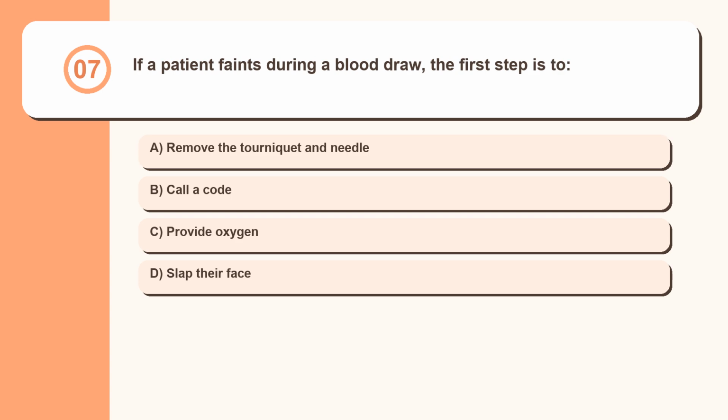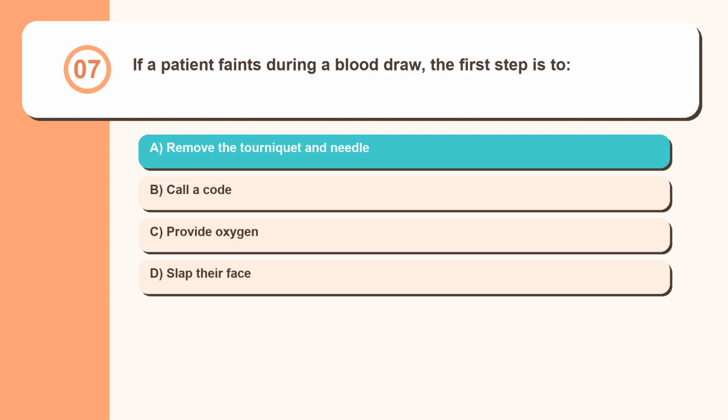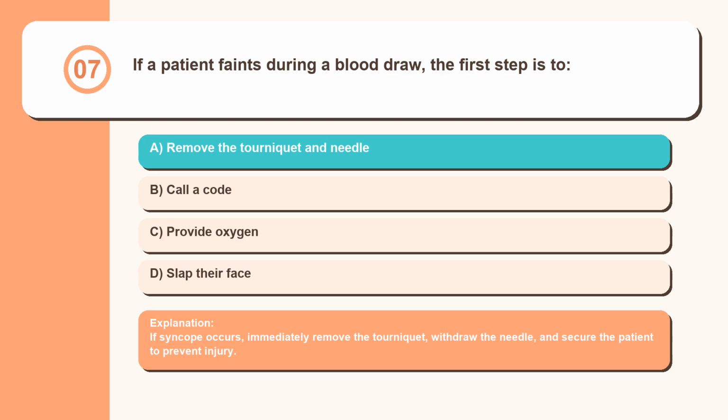Question 7. If a patient faints during a blood draw, the first step is to remove the tourniquet and needle, call a code, provide oxygen, slap their face. If syncope occurs, immediately remove the tourniquet, withdraw the needle, and secure the patient to prevent injury.